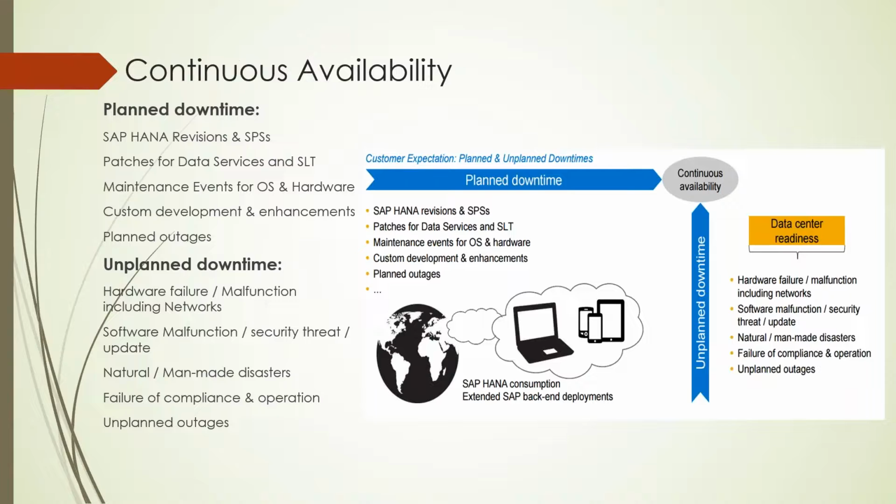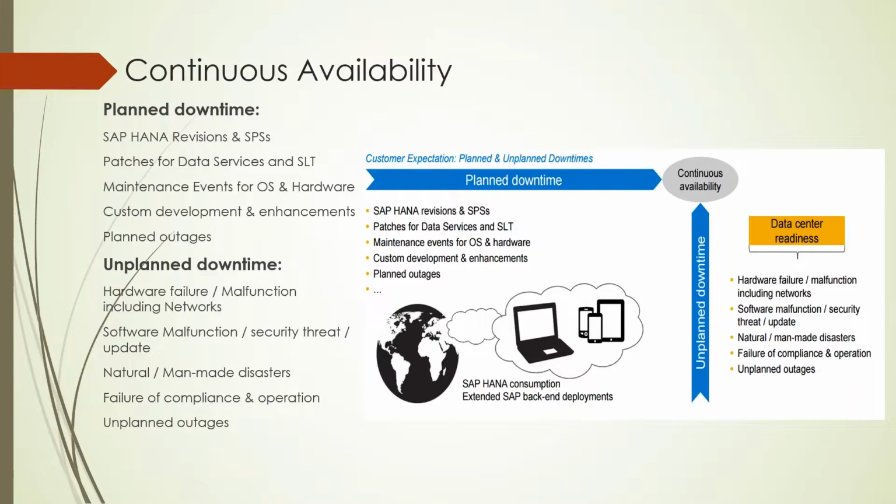So that is fine. The business is okay with that one. But there is unplanned downtime as well, and the business is worried about it. Unplanned downtime happens through hardware failures, network failures, malfunctioning, disasters, power failure, security threats, natural disasters, and other unplanned outages.